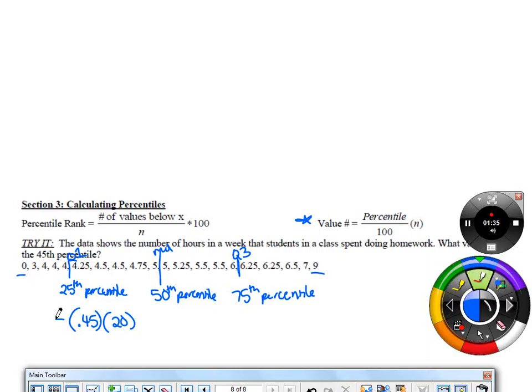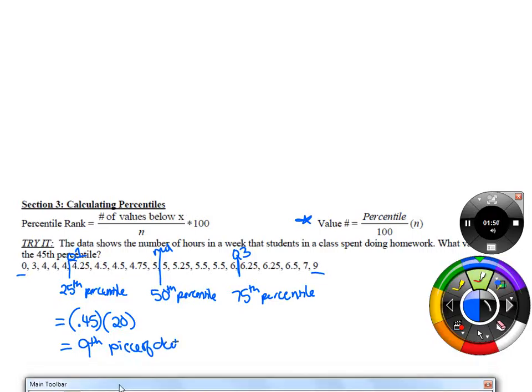So 45% of 20 ends up being 9. Okay? This means the 9th piece of data is the 45th percentile, where 45% of the data falls below that. And so that would be at 4.75. So 4.75 would be the 45th percentile in this data set.